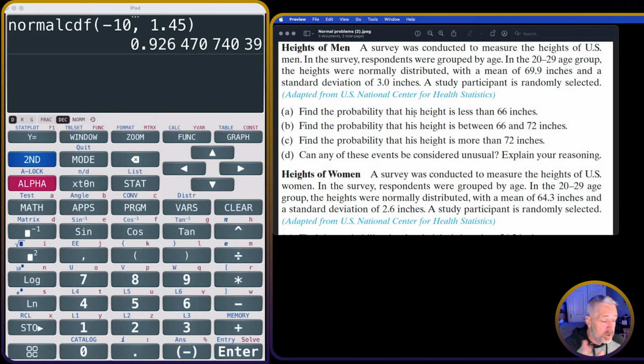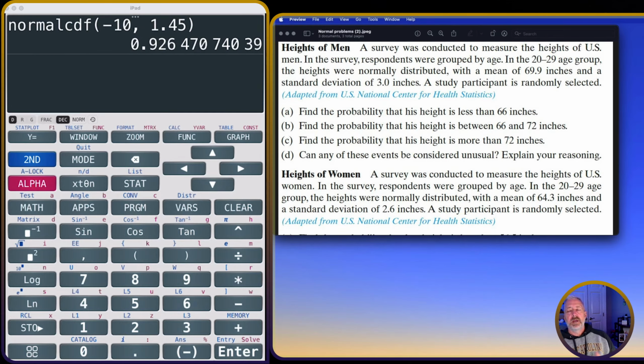Heights of men, heights of women. We'll just work with heights of men right now. There we go. Okay, now you're looking at problems that have context to them, right? You're looking at problems that have some kind of backdrop. This first one, heights of men. A survey was conducted to measure the heights of U.S. men. In the survey, respondents were grouped by age. In the 20 to 29 age group, the heights were normally distributed, very important, with a mean of 69.9, also very important, and a standard deviation of 3 inches.